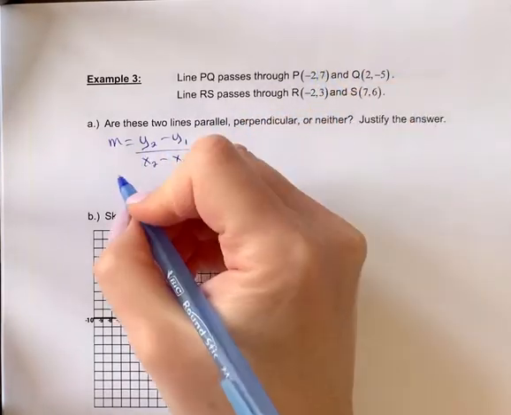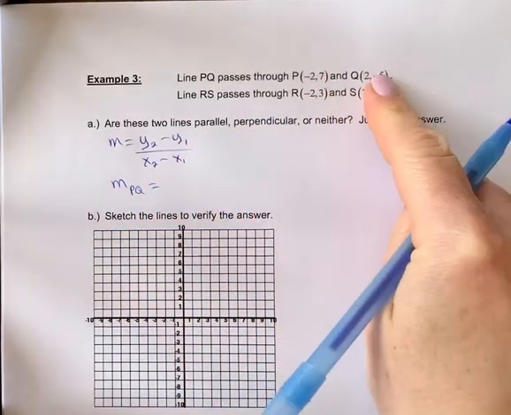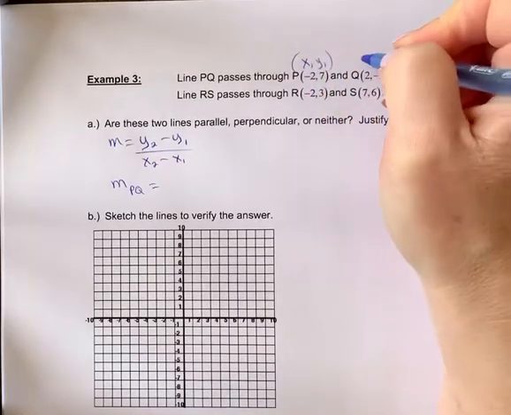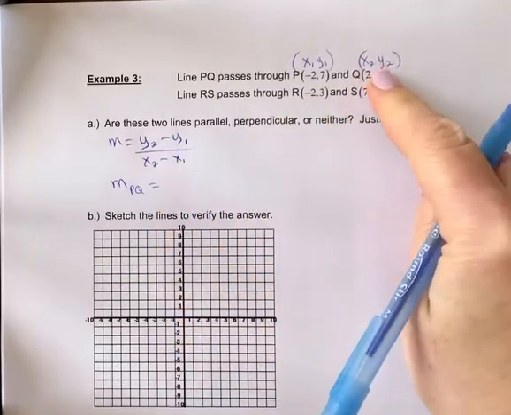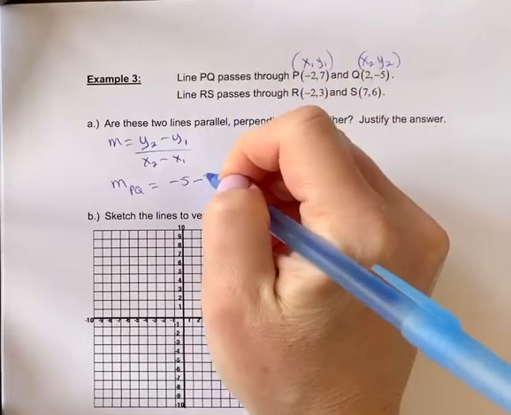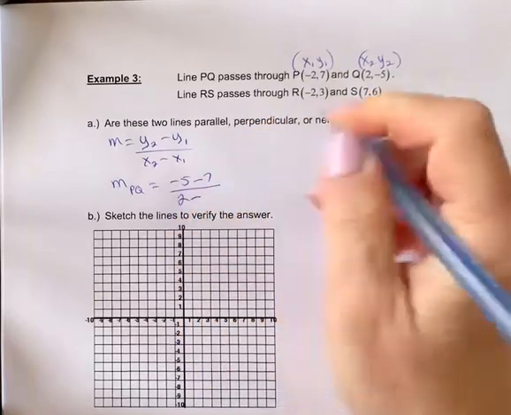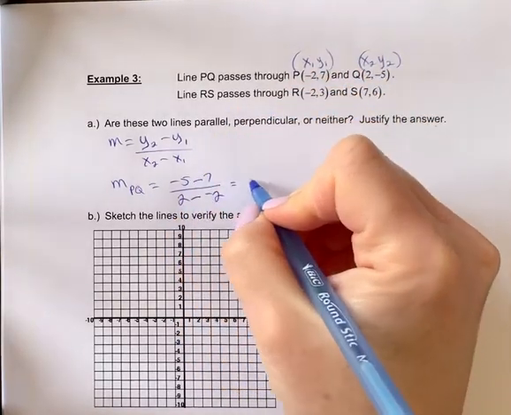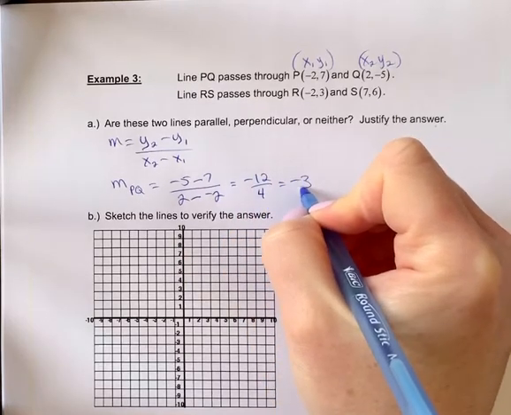So for PQ, we'll call this the slope of PQ, and we'll label these points. I'm going to use x1, y1 for the first point and x2, y2 for the second point. So y2 is -5 minus y1, which is 7, over x2, which is 2, minus x1, which is -2. So -5 minus 7 is -12, and 2 minus -2 is 4. So we get a slope of -3.